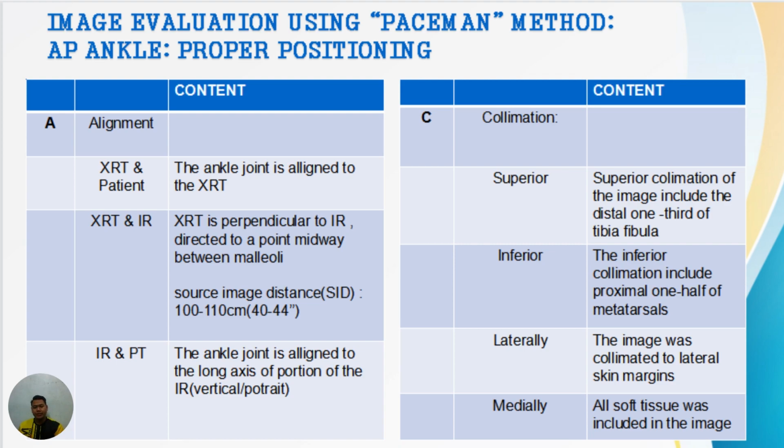Next is collimation. The superior collimation of the image includes the distal 1/3 of the tibia and fibula, and the inferior collimation includes the proximal 1/2 of the metatarsal. Laterally, the image was collimated to the lateral skin margin. Medially, all soft tissue was included in the image.